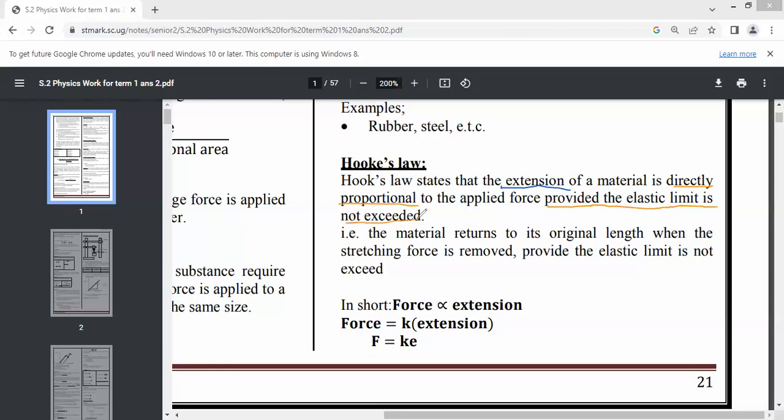So can any of you here raise up your hand and tell us what you think is the meaning of any of those phrases or words that I've underlined? Any that you feel like you can tell me about: extension, directly proportional, or elastic limit. Yes, Ariel?